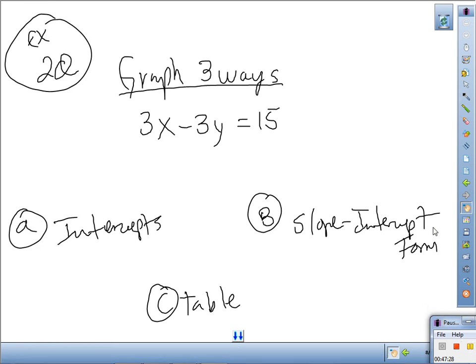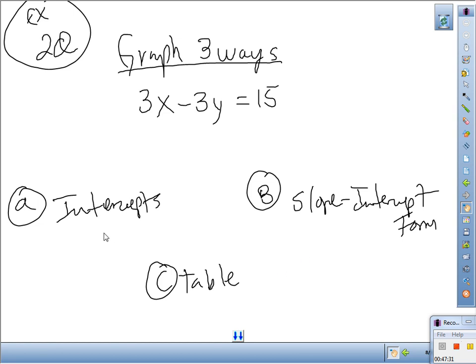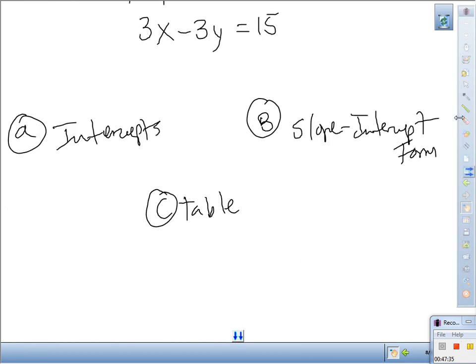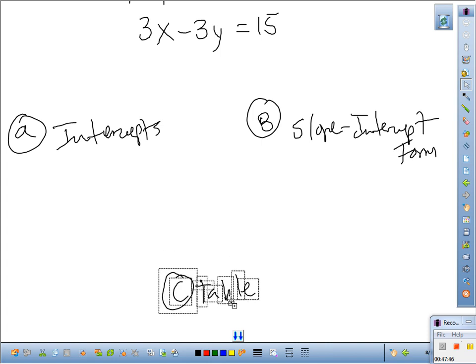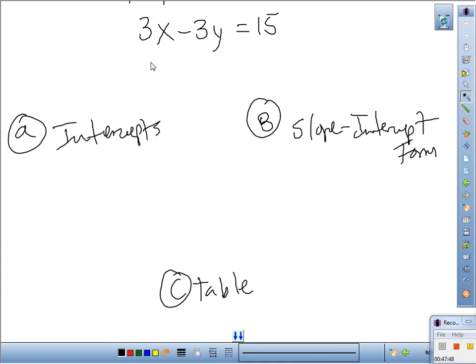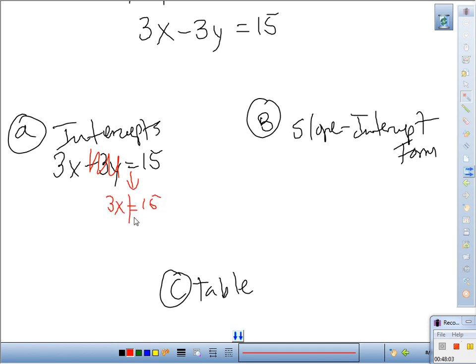Let's see what we got. I said usually we start with intercepts, right? All right, so let me move this out of the way right here. So, 3x minus 3y equals 15. If I cover up the y, what do I see? 3x equals 15. Divide by 3. X equals 5. Or 5 comma 0, which is my x-intercept.